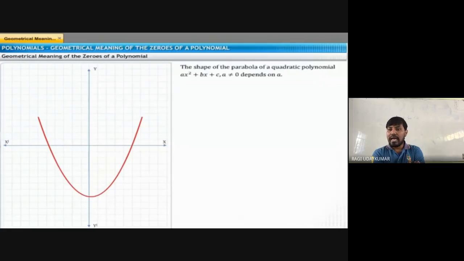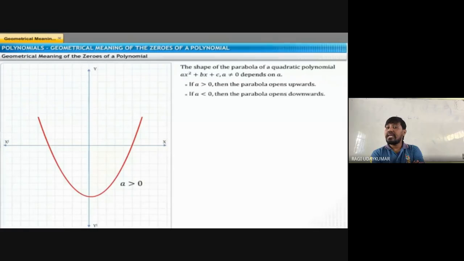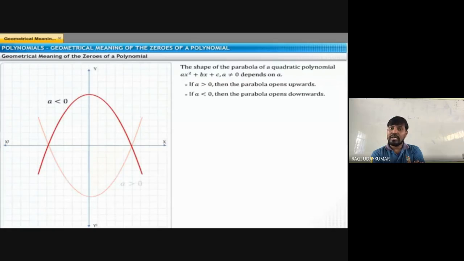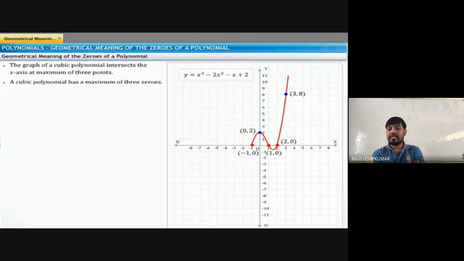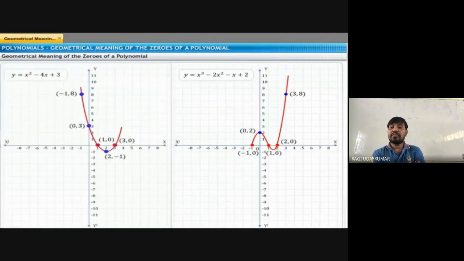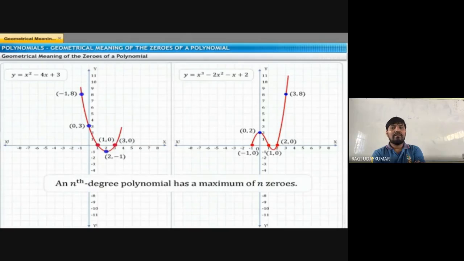So the shape of the parabola of the quadratic polynomial ax square plus bx plus c, a not equal to 0, depends upon a. If a is greater than 0, the graph will be like this. And if a is less than 0, the graph will be like this. So that point you have to observe here. And for the cubic polynomial, it is intersecting at -1, 1 and 2. So these three are the zeros of this polynomial. So you can directly identify the zeros: in the first case the zeros are 1, 3. In the second case the zeros are -1, 1, 2.